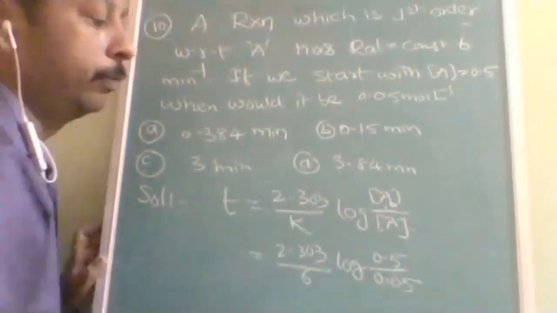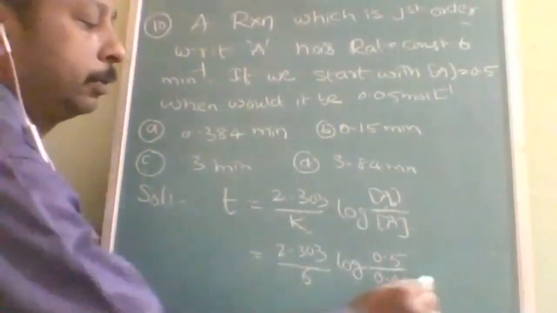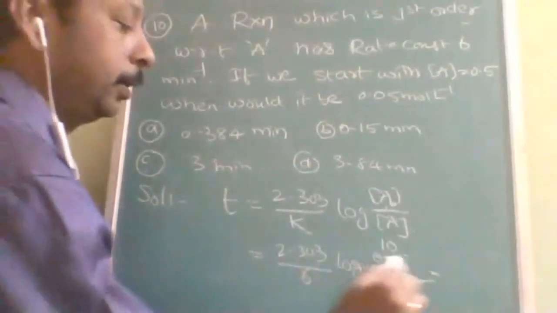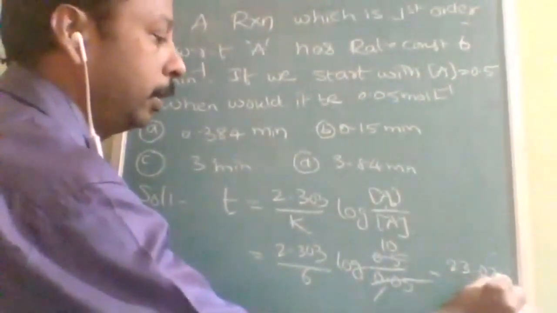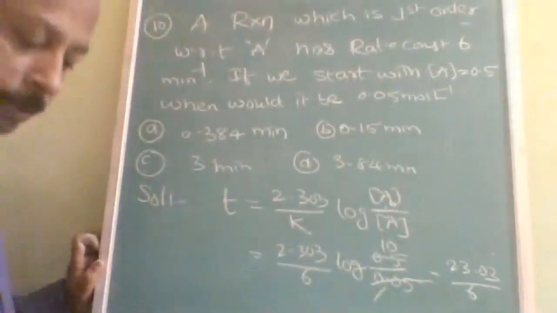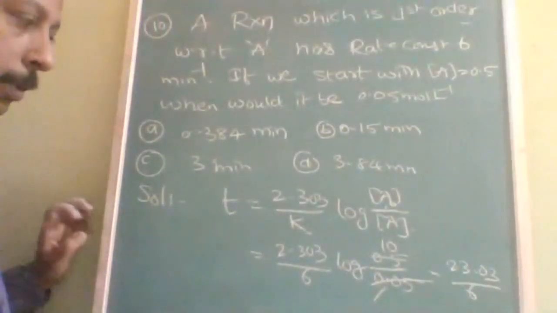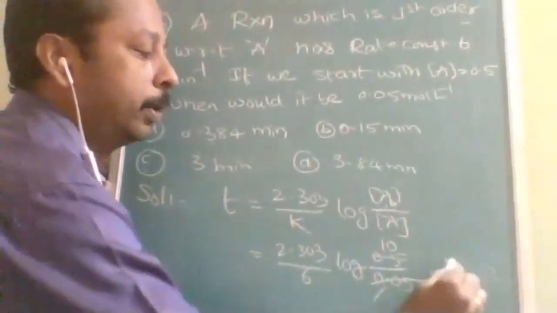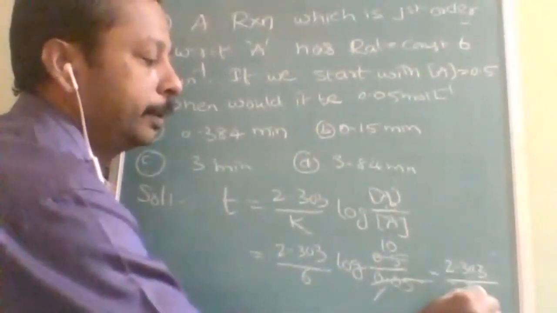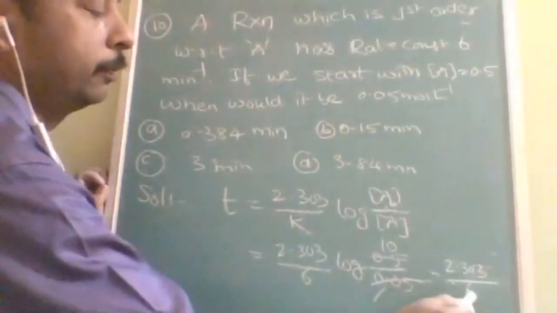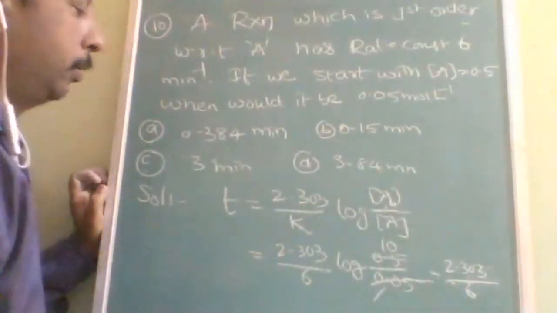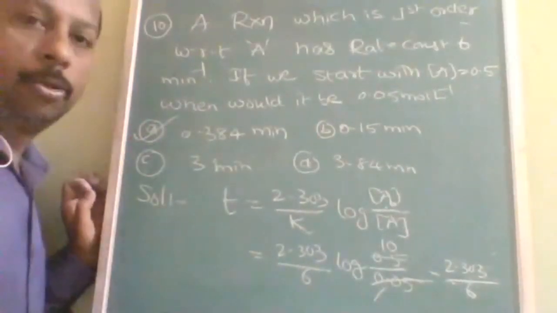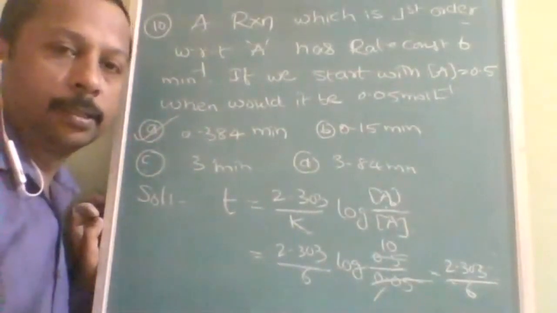You have to be very careful. 0.5 divided by 0.05 is 10, and log 10 is 1. So 2.303 by 6 into log 10, which is 1. So 2.303 by 6. Nearly 24 divided by 6 is 4, so it should be nearby 0.4. So the answer is A, that is 0.384 is the correct answer.